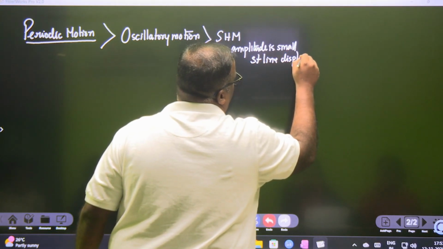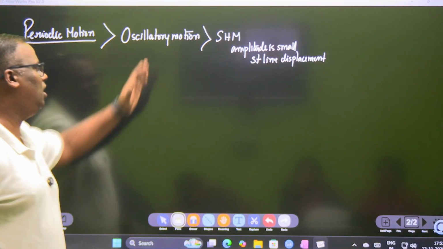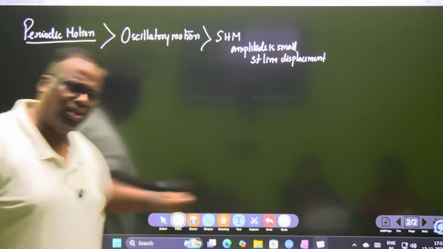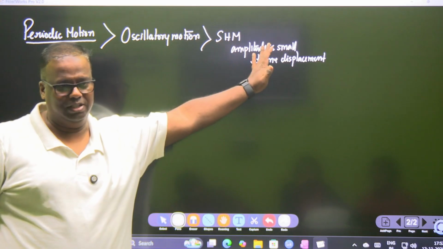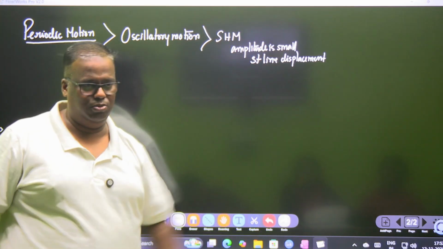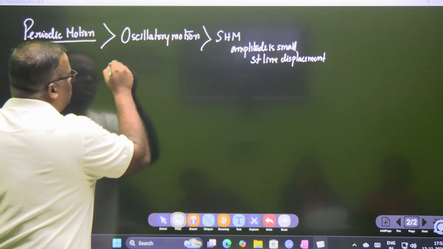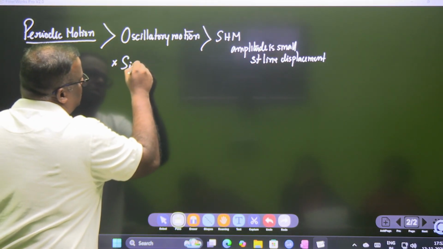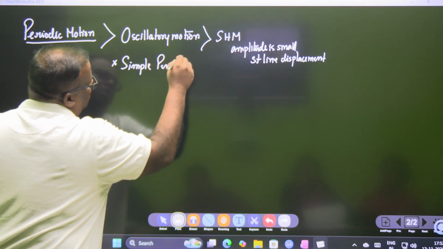Okay, but children, am I going to constrain you here? No. In this chapter, you are allowed to oscillate as much as you want. This is more refined, and we are not going there. Understood? Then in oscillatory motion, we understood a concept, which was a simple pendulum. So what is a simple pendulum? A simple pendulum is an arrangement.